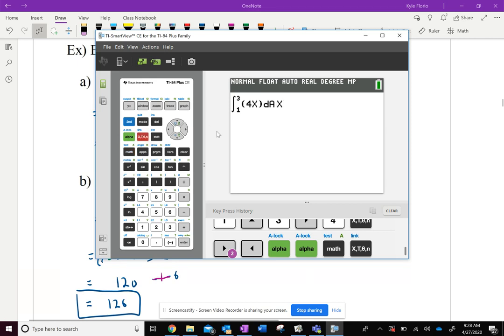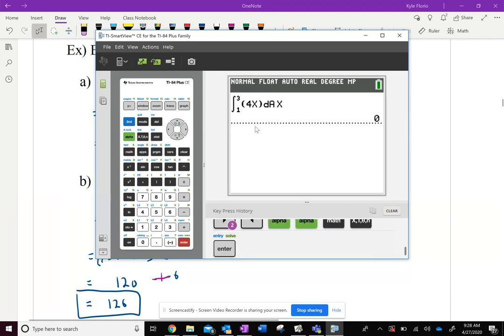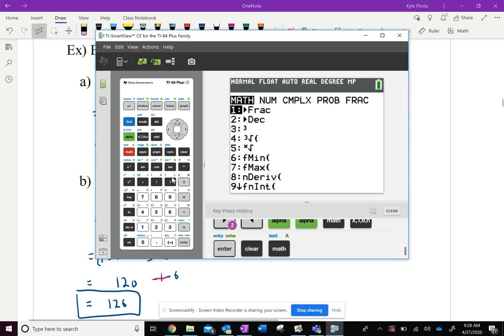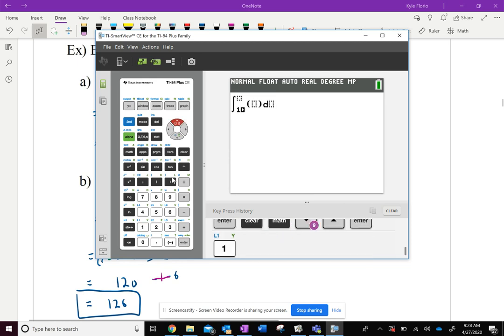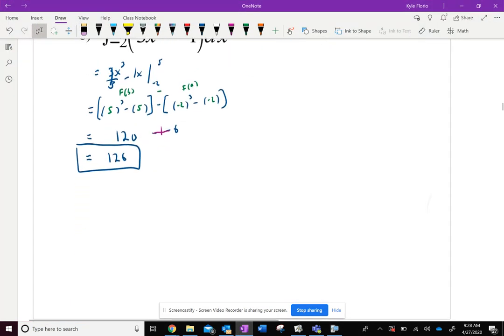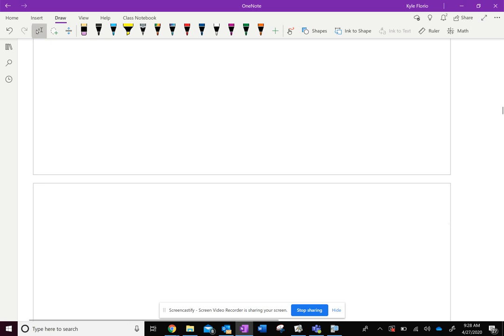Okay. I messed that up because of the dx. Let me try that one more time. So math, you're going to go all the way down to 9. We're going from 1 to 3 of the function 4x dx. And we should get 16. And there it is. So your calculator can do a lot of this stuff for you, especially when the stuff gets really, really difficult. Antiderivatives can be a lot trickier than derivatives.